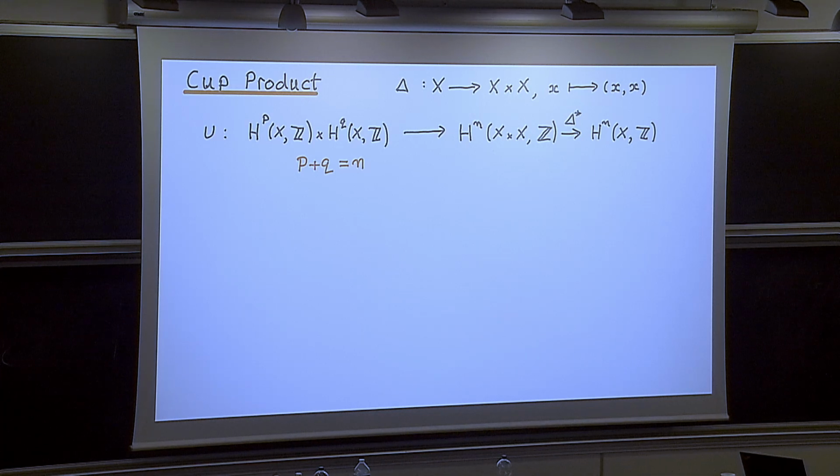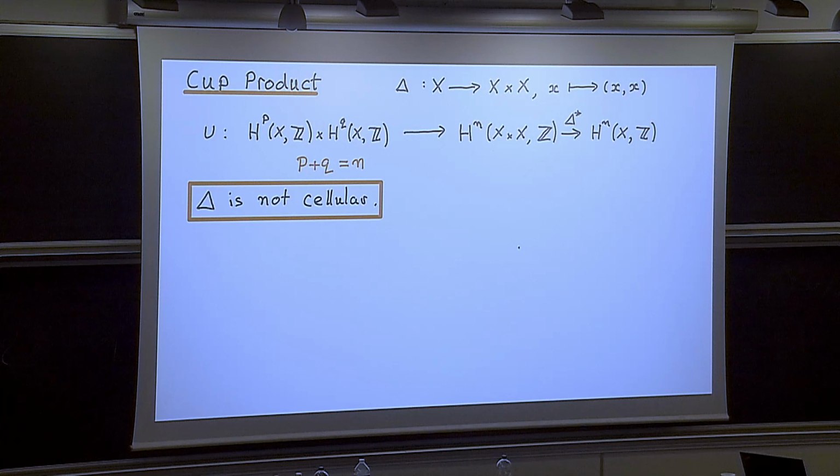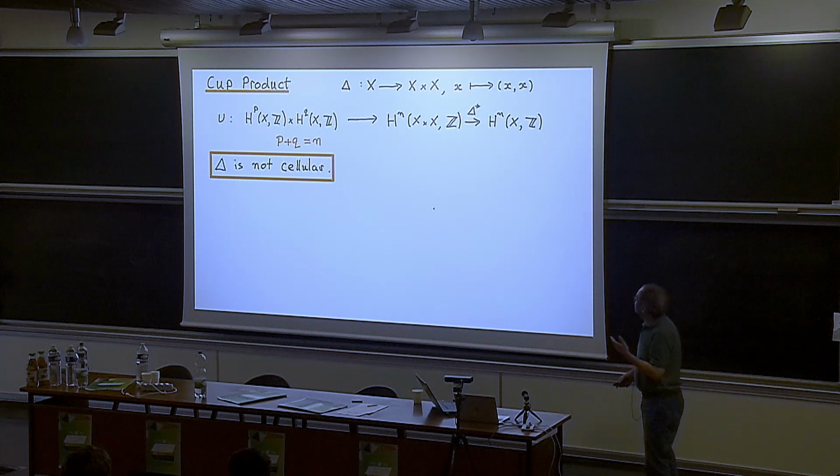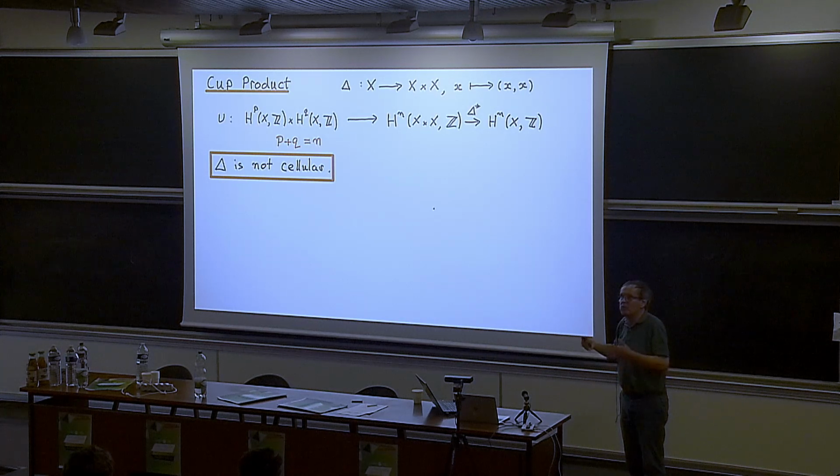Because the diagonal map is not cellular. The diagonal map typically will not send a one cell to a one cell or a two cell. And on the computer, working with regular CW complexes, when you have non-cellular constructions, you have to fight to make them up to homotopy cellular.